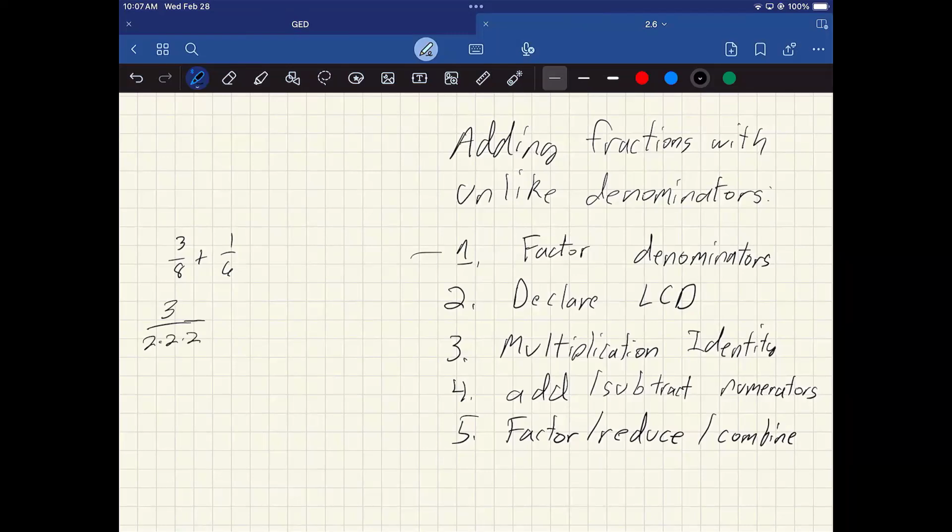And how I got that is if I take 8 and I say, okay, 2, 8 divided by 2 gives me 4. 2, 4 divided by 2 gives me 2. 2, 2 divided by 2 gives me 1. And I'm done looking for primes because 1 shows I'm done.